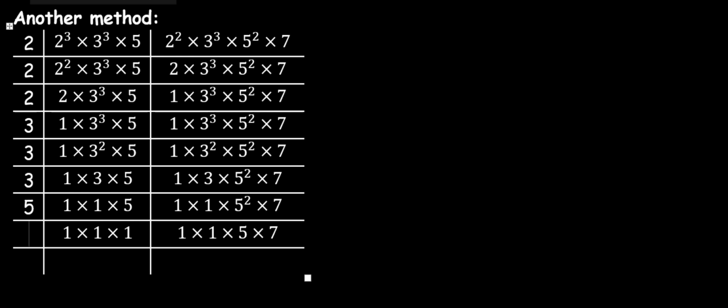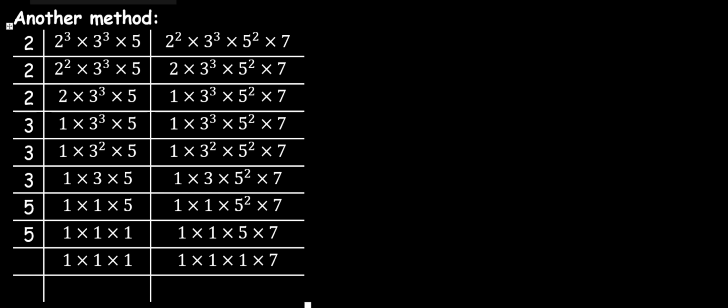We are not yet through with 5, so we can still take 5 again. We just bring down 1 times 1 times 1, and 5 divided by 5 will give you 1. So that's why we now have 1 times 1 times 1 times 7. With our 7 left, that is the next prime factor to use to divide. So we take 7. You just bring down 1 times 1 times 1. Then 7 divided by 7 will give you 1. So we have our result, 1 times 1 times 1.